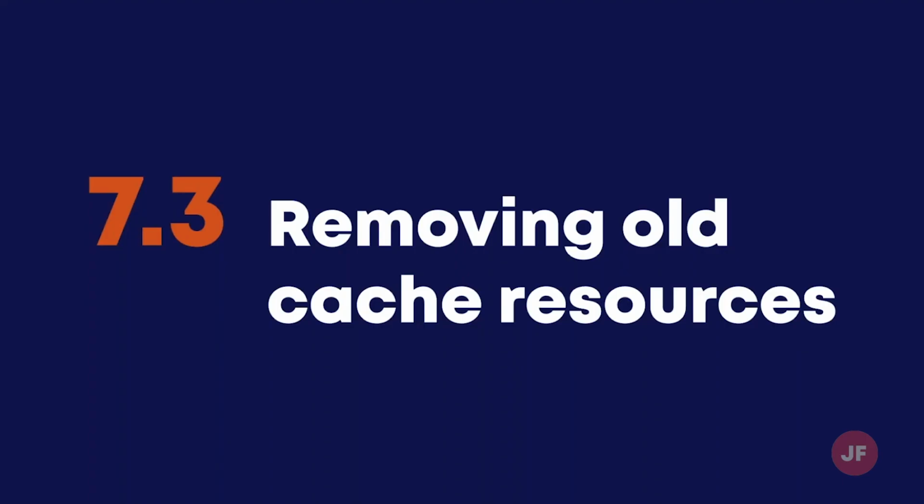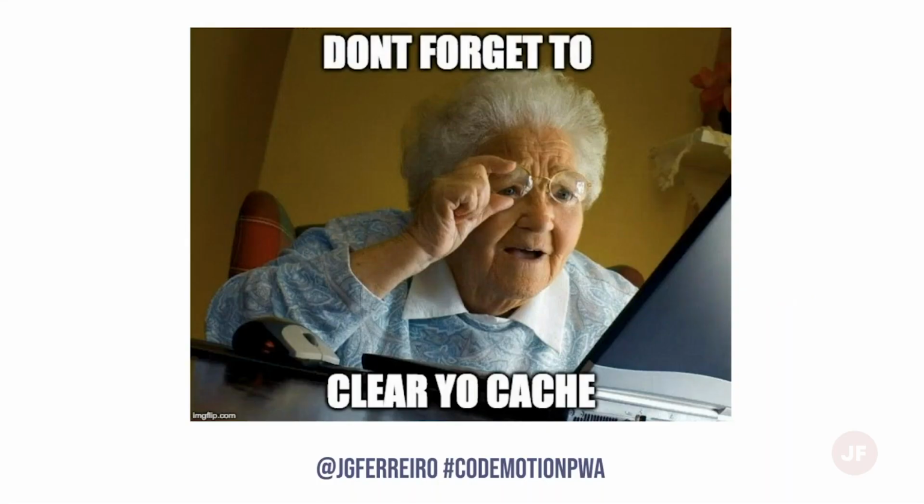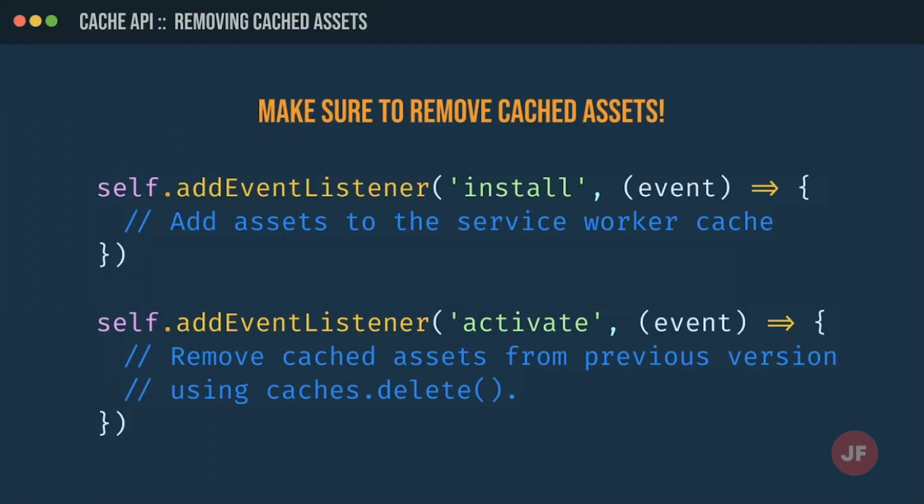7.3, removing all cache resources. So yeah, don't forget to clear your cache. That's really, really important. There are different strategies, so that's something that I would suggest to research and see how to implement. But the typical use case is calling caches.delete. Basically you need to make sure that, oh, I have a new version of the service worker. Let's say I have version 2 of the service worker. Just make sure that you delete the V1 resources because you no longer need them. So it's also important to clear the resources. Otherwise, you will keep increasing the size of what you're caching in the browser.